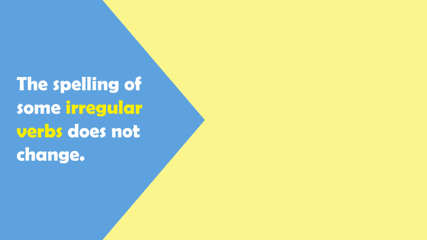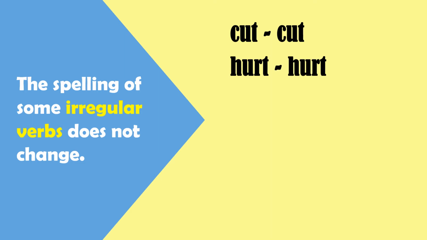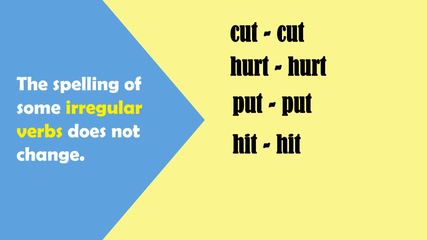The spelling of some irregular verbs does not change. Like in cut, cut. Hurt, hurt. Put, put. Hit, hit. The spelling of the verb read does not change, but its pronunciation changes from long E to short E. For the present tense, it's read, but for the past tense, it's read as "red."